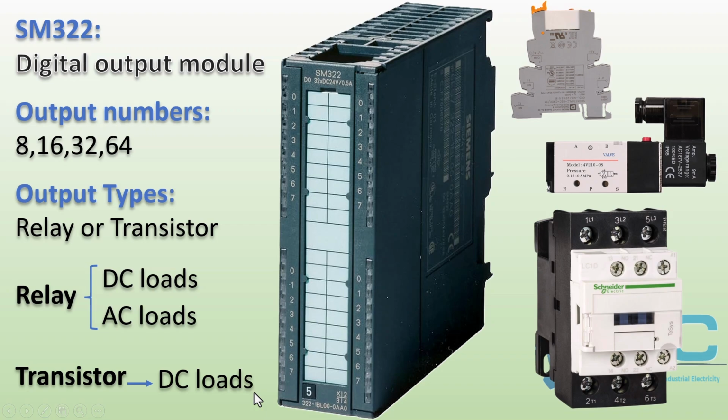Relay output modules have the label REL on the module, indicating it is a relay-based output. Transistor output modules do not have this label. The module shown in the image has 32 digital outputs and operates at 24-volt DC.